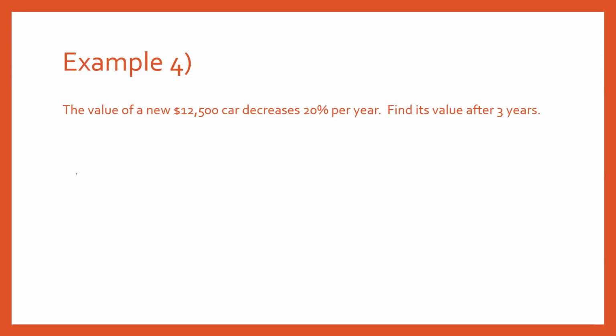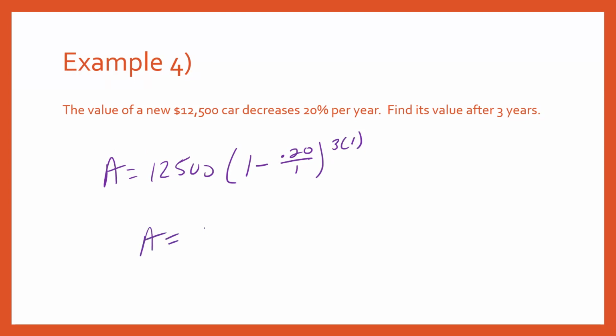All right, so we plugged it all in. So we had our A equal 12,500. 1, but we're decreasing, so it was minus. Oh, you got a minus. Make sure you pay attention to that. To the power of 3. Yes? How much did Sonic value out after 3 years? 6,400 if it hadn't been smushed.